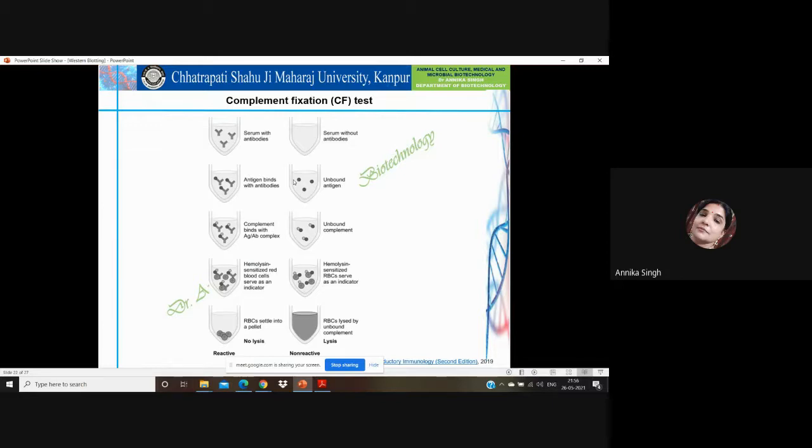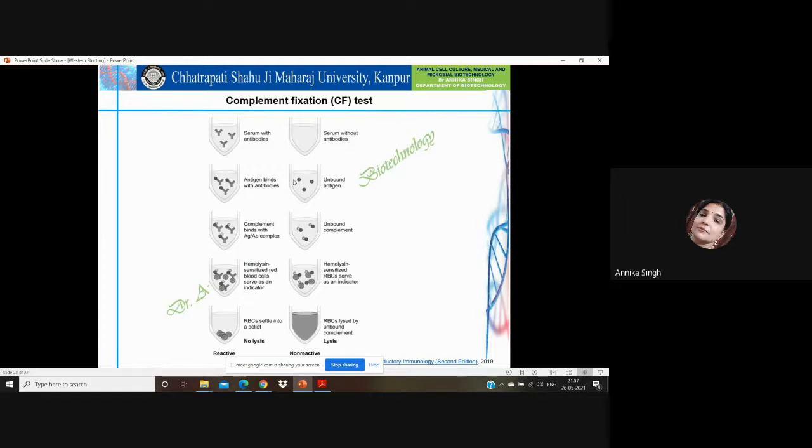And in this complement fixation process, first of all, blood is taken from the patient and the serum is separated. Then, generally the serum naturally has different levels of complement proteins in the patients.